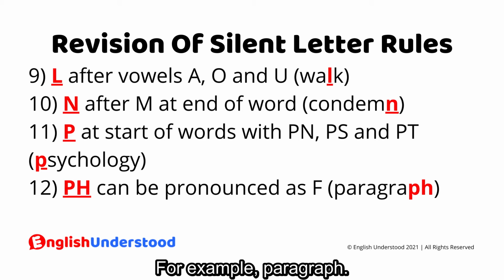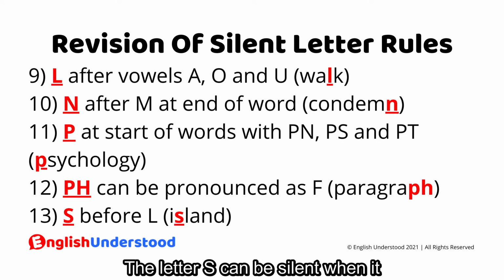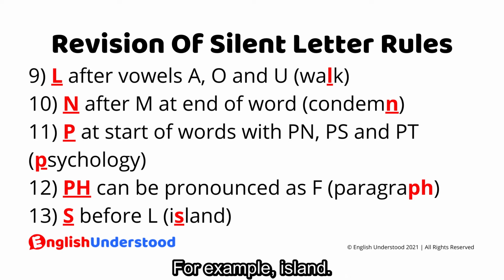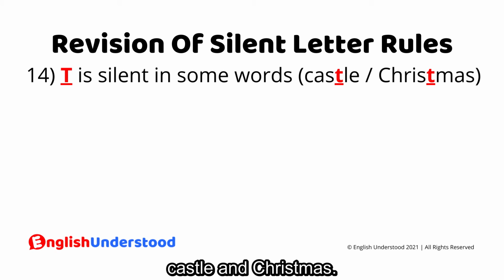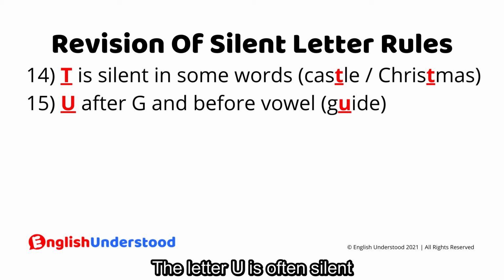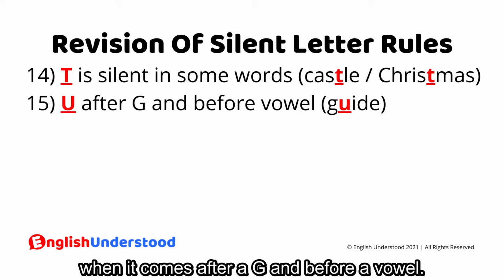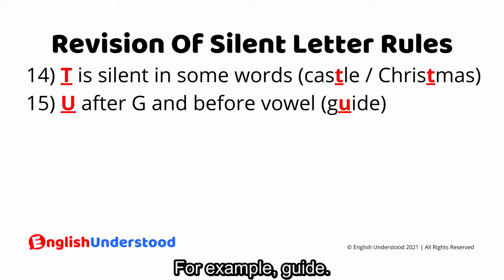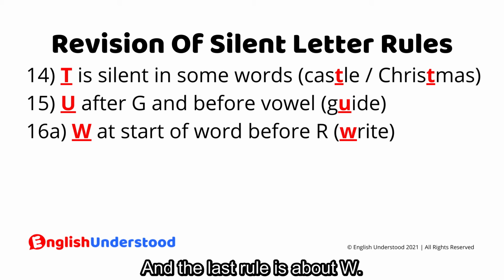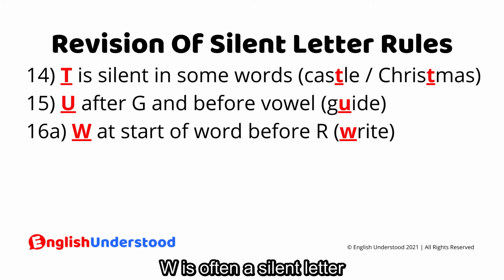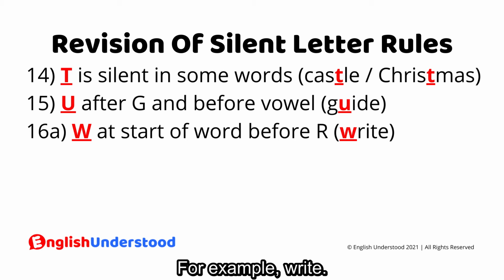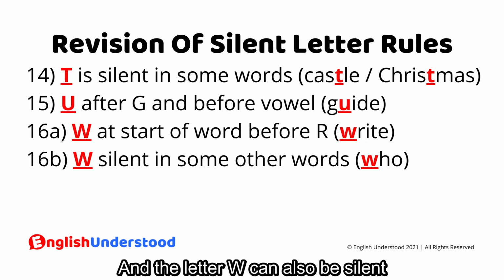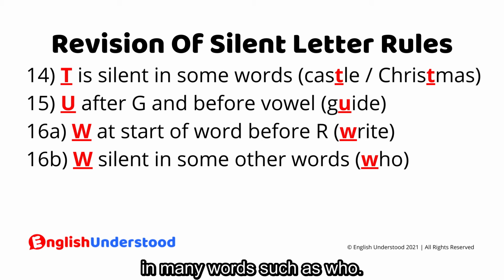The letters PH are often pronounced as an F. For example, paragraph. The letter S can be silent when it comes before the letter L. For example, island. The letter T is not pronounced in many words such as castle and Christmas. The letter U is often silent when it comes after a G and before a vowel. For example, guide. And the last rule is about W. W is often a silent letter when it's pronounced at the start of a word before the letter R. For example, right. And the letter W can also be silent in many words, such as who.